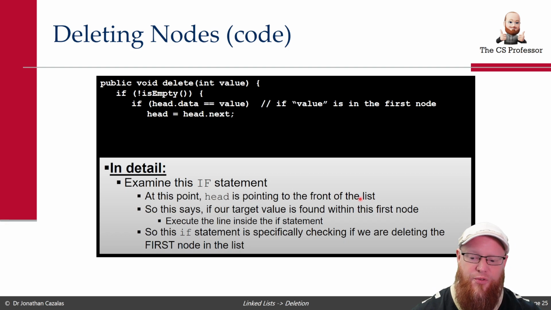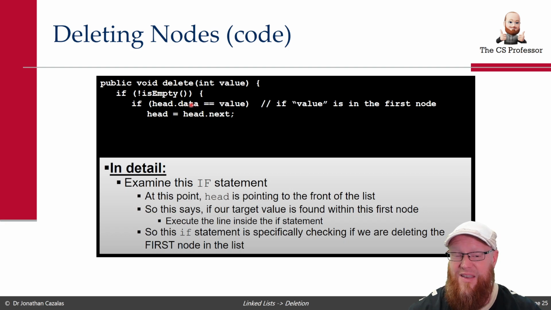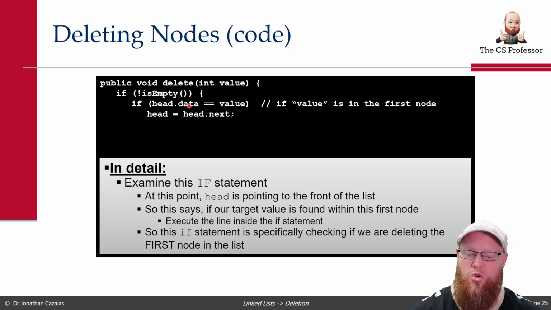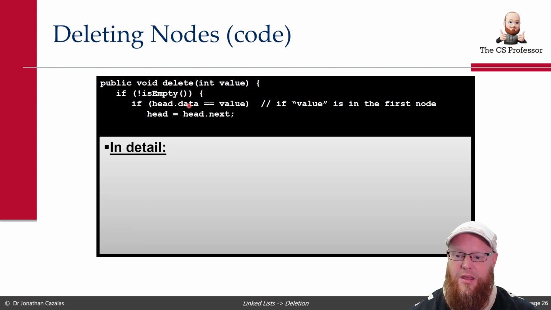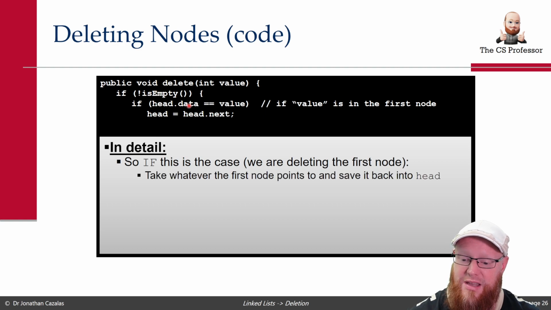Head is pointing to the front of the list. So this if statement says, if the value that we're trying to delete actually is head.data, if it's the value that is found in that first node, we need to execute what is inside this if statement and delete that first node. So what do we do here? If this is the case, this head.next says take whatever that first node is pointing to.